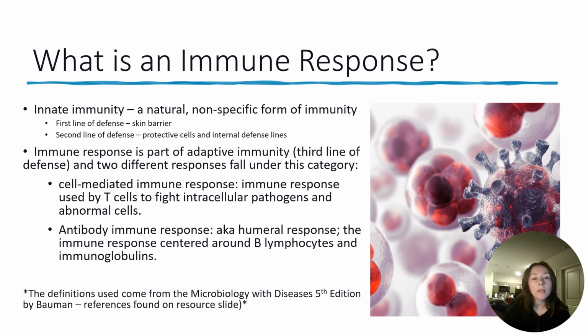And then our third line of defense is also called adaptive immunity, and we can break that down into two sections. We have our cell-mediated immune response, which is predominantly our T cells, and I'll get into explaining that in the next slide, as well as our antibody immune system, also known as our humoral response, which contains our B lymphocytes or our B cells. And all of these definitions and this information was sourced from the textbook, which you'll see on my resource slide.